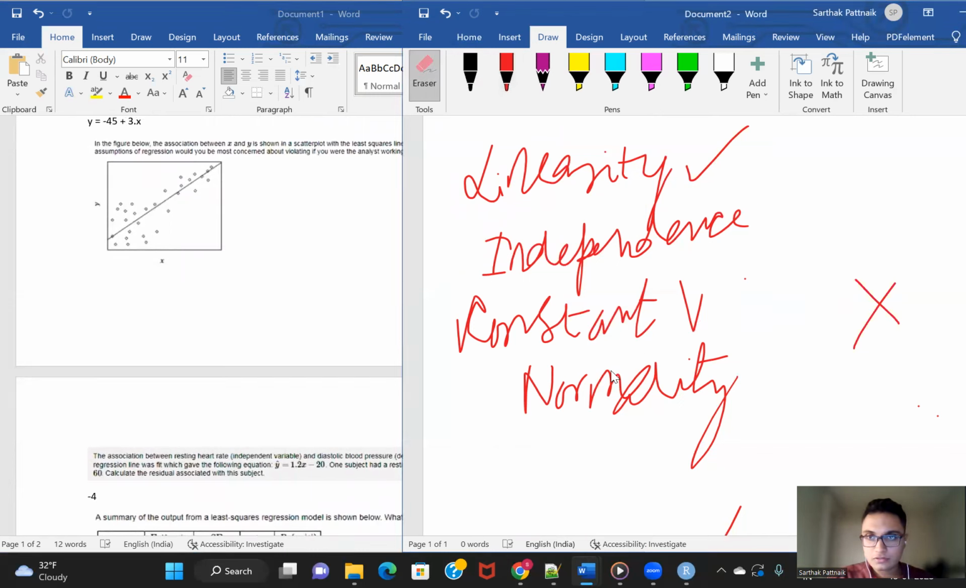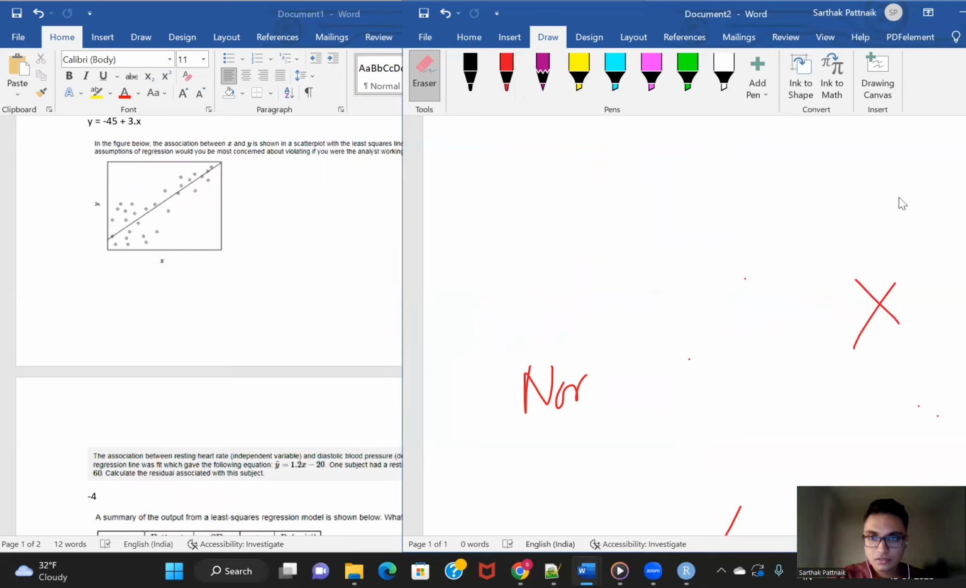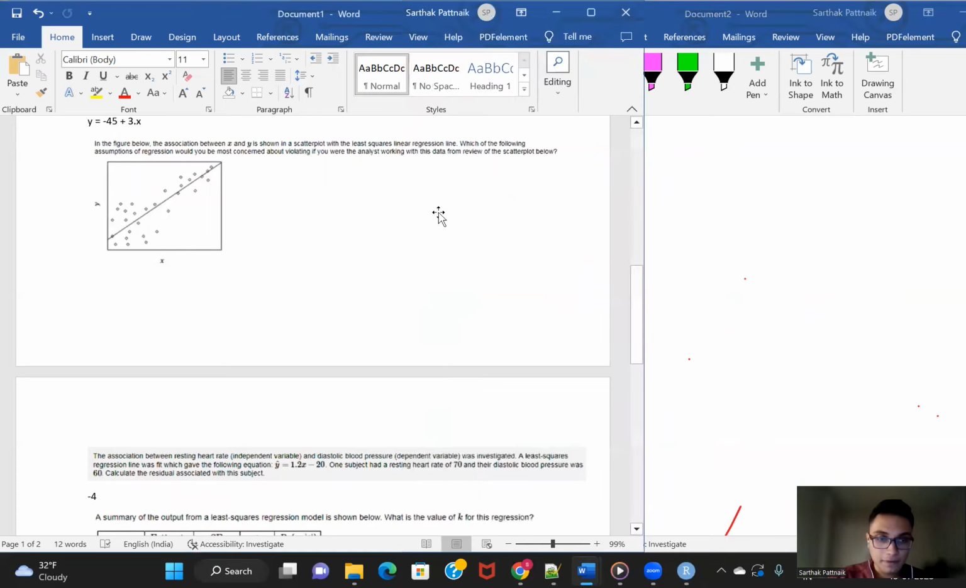We'll move on to the next question. The question says, the association between resting heart rate and diastolic blood pressure was investigated. A least squares regression line was fit, which gave the following equation: y is equal to 1.2x minus 20. One subject had a resting heart rate of 70 and their diastolic blood pressure was 60. So, the association is between resting heart rate, which is the independent variable, and the blood pressure, which is the dependent variable.